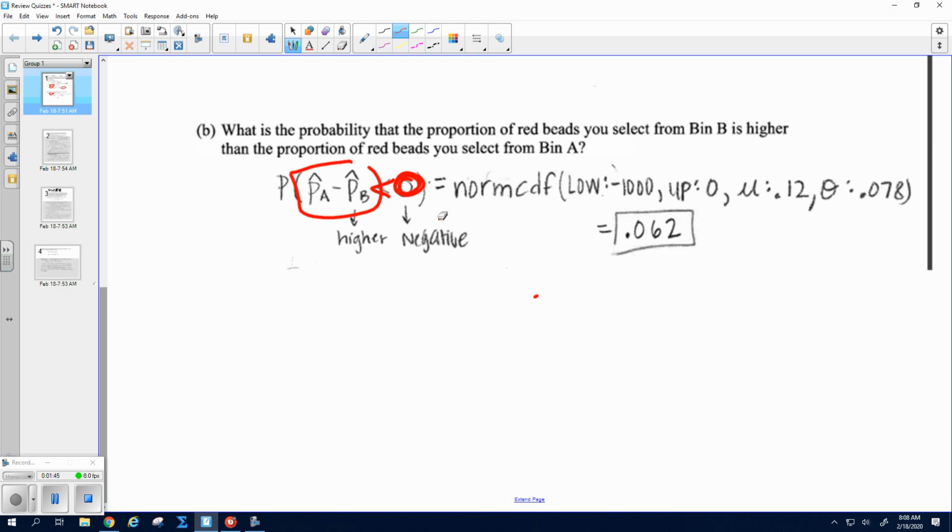And we can do normalcdf because we know the shape's normal. Lower bound, a big number that's negative, up to 0. We've got our mean of 12% and our standard deviation that we found above of 0.078. And you should get 0.062.